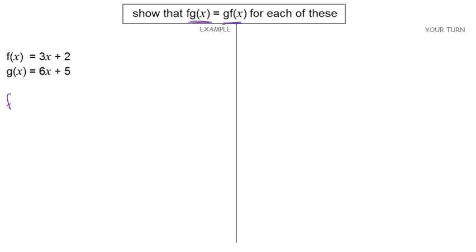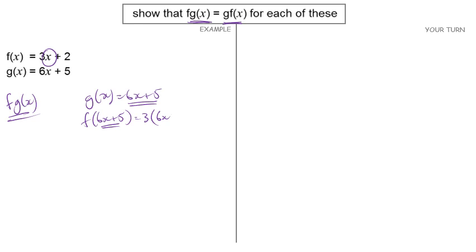First thing we need to do is find f of g of x. Remember what this means is we're going to start with g of x, which we know is 6x plus 5. And we're going to use this as our input for the function f. And that just means when we've got x here, we're going to substitute in 6x plus 5 instead. So we've got 3 open brackets, 6x plus 5, close brackets, plus 2.